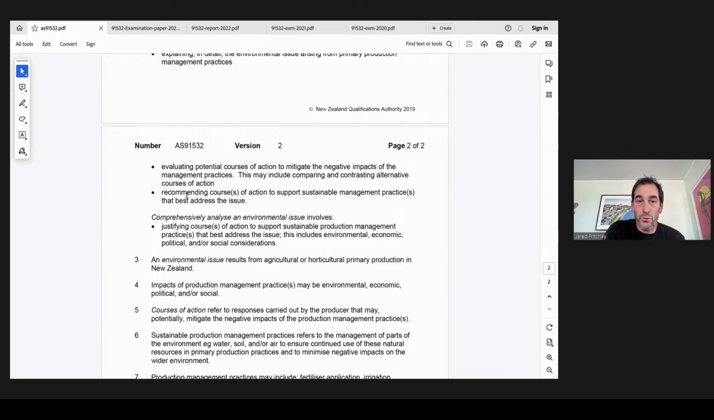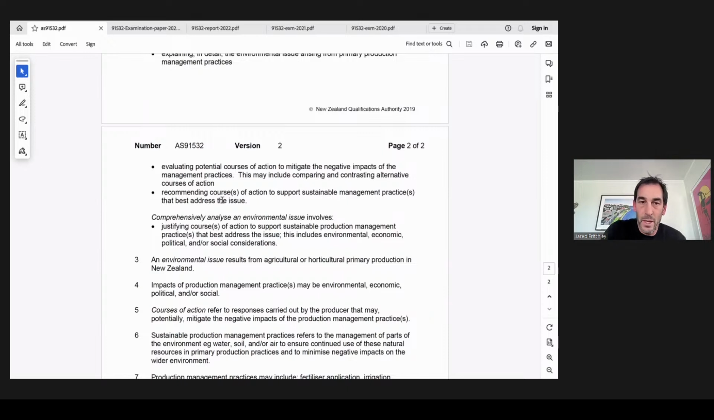And then, of course, you're recommending the course of action which is going to best allow you to carry on into the future. So hopefully it's meeting more of those issues. Perhaps you've touched on, remember our 4 issues. We're talking about our environmental, our economic, our social, and our political. So you're touching on several of those.